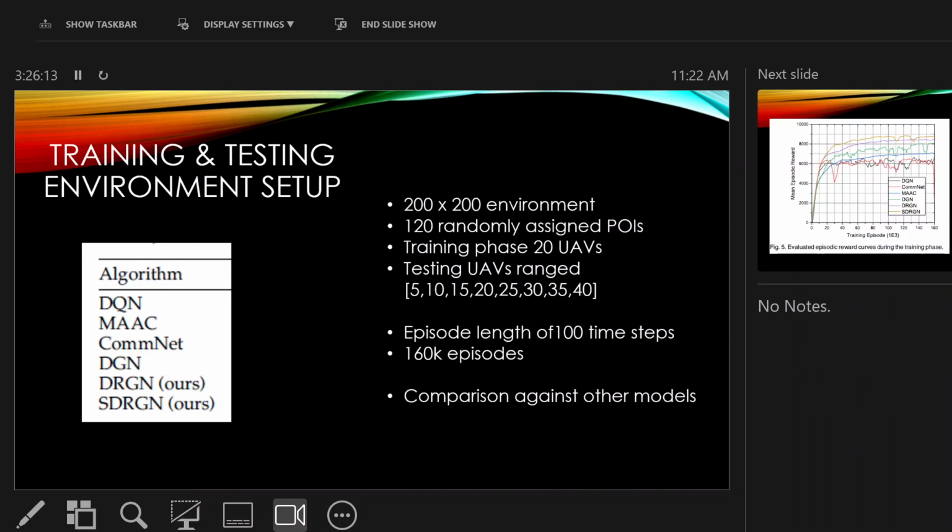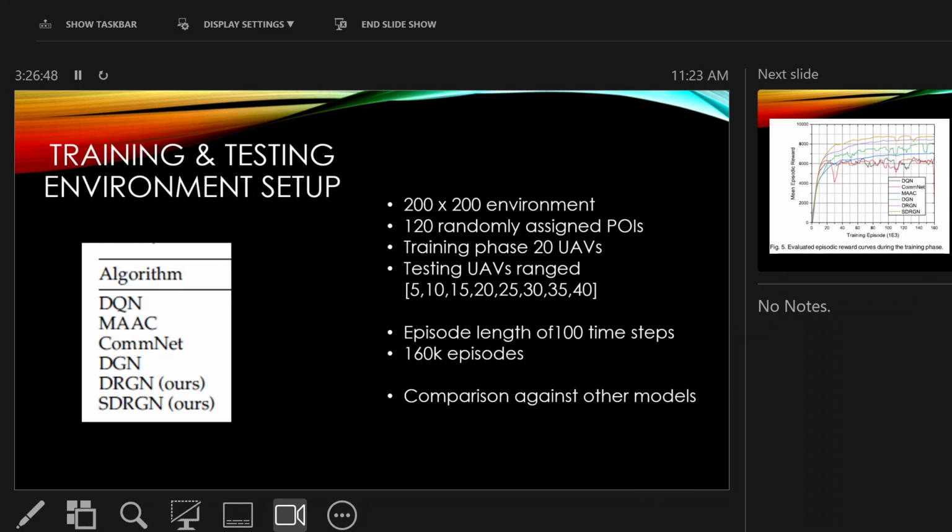During the training and testing, they tested a number of different models. Here are the reinforcement learning models. They did do some non-RL models, but they did not test very well at all. The overall environment is 200 square. They have 120 targets in their training phase. They only used 20 UAVs. During testing, they varied it just to see if density changed it.